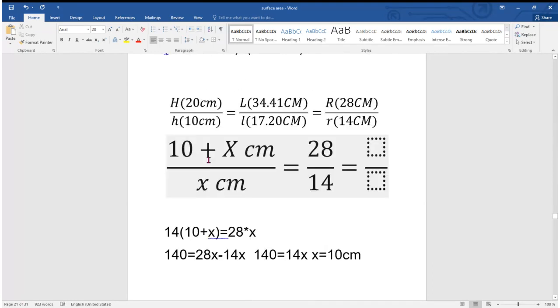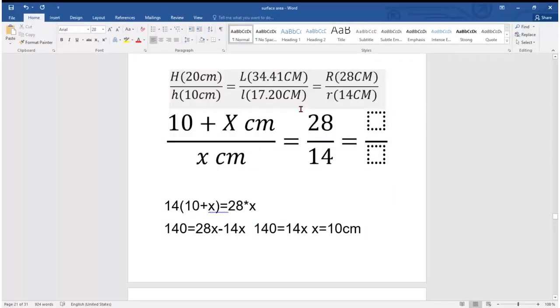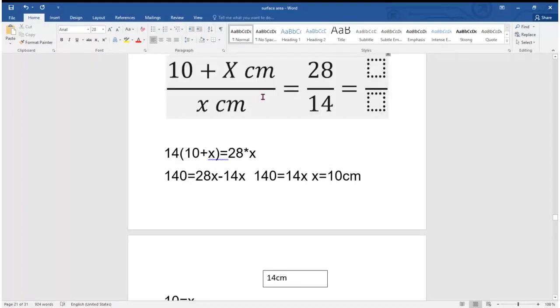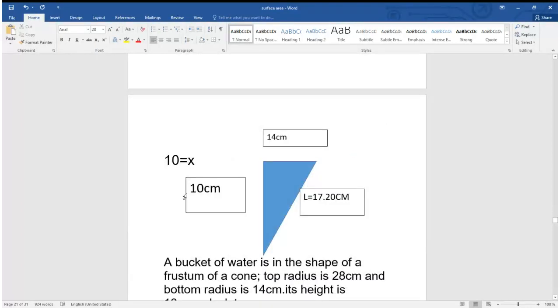So if I have that, I can now calculate the L, the slant height here. So for the small part, the height is 10 centimeters. And for the small cone, you have the bottom radius as 14 centimeters. So you can use Pythagoras theorem. 14 squared plus 10 squared, you get the slant height, which is supposed to be given by small l, not capital L.